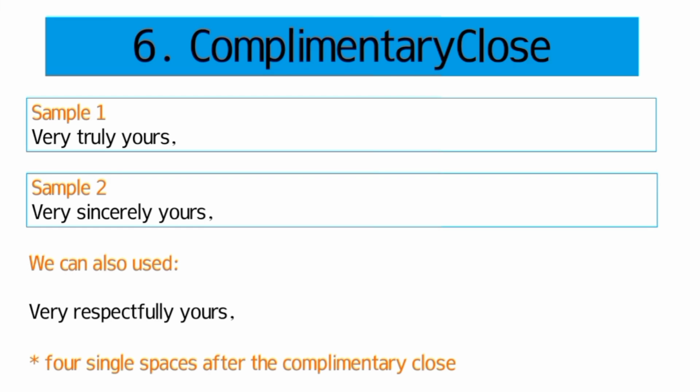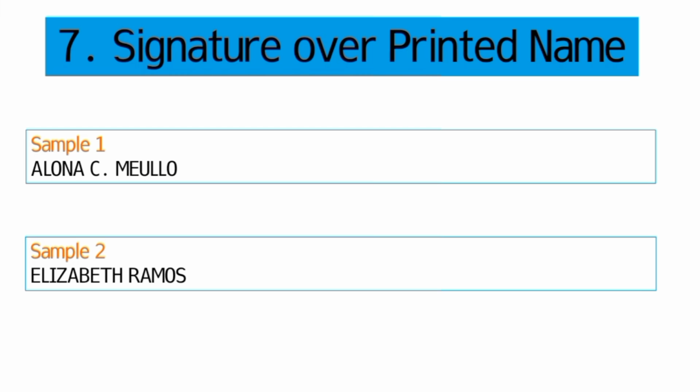Then 6, the complimentary close. This is the closing part of the letter that signals the ending of the message. It can be Very truly yours, Very sincerely yours, or Very respectfully yours. Then 4 single spaces after the complimentary close. And the last one, signature over printed name. You should type your name because it is required, and on the line below it, your title, but it is optional.